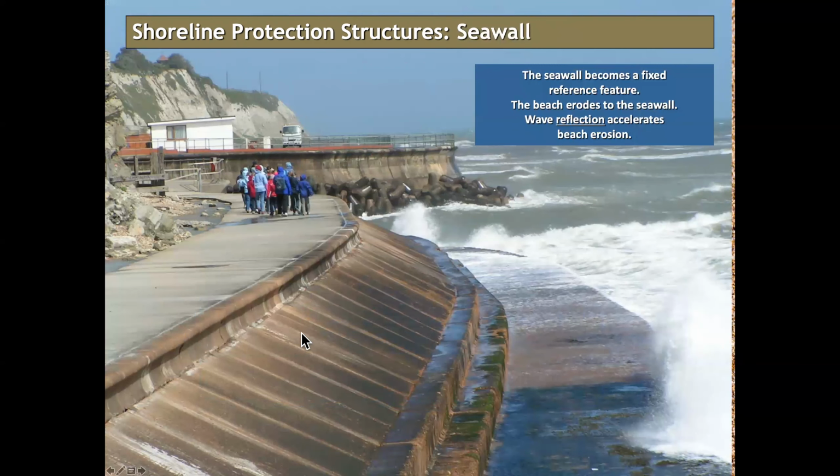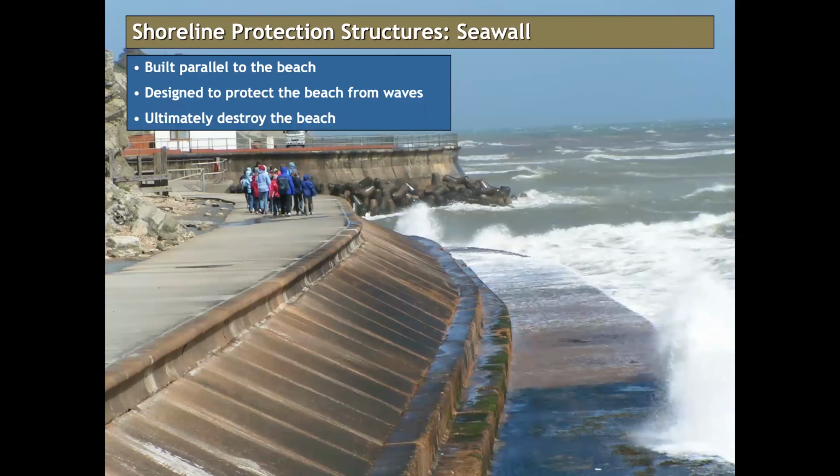And of course, probably the most damaging structure is a seawall. A seawall can be good and it can be really bad. It can be really bad because it can destroy beaches. They protect the inland area, but they destroy beaches. They're usually built parallel to the beach, designed to protect owners and homes. But again, ultimately, they will destroy your beach.